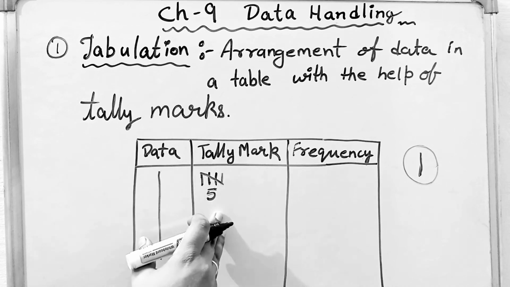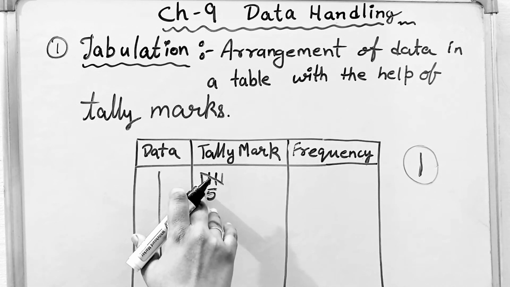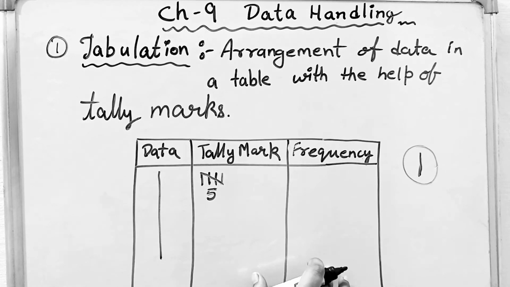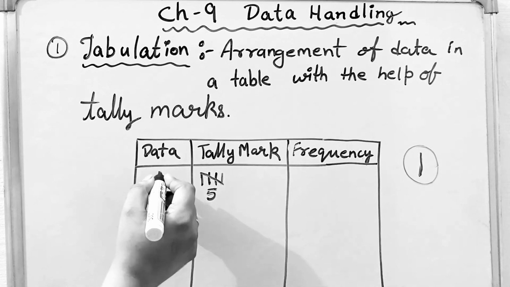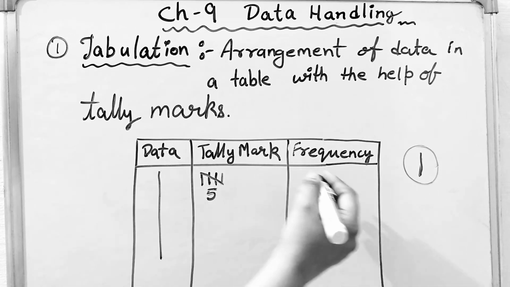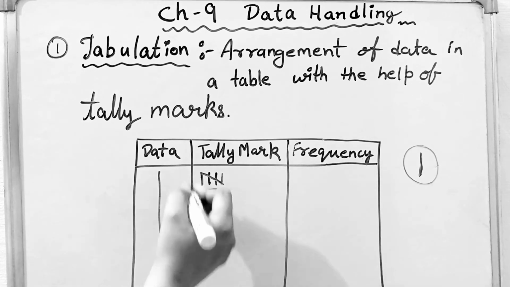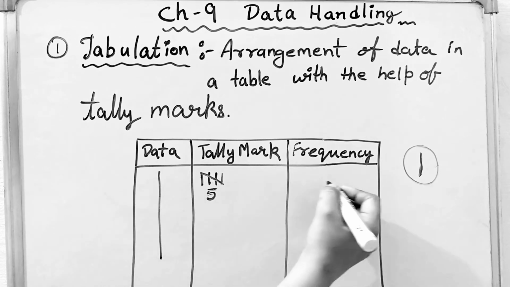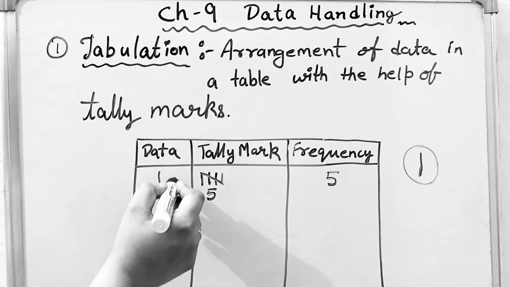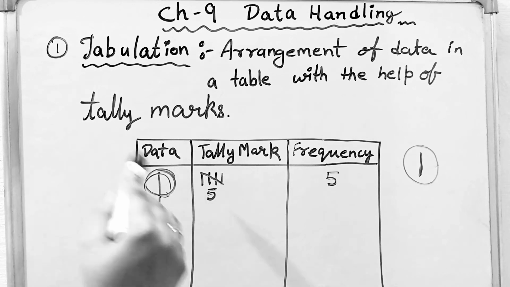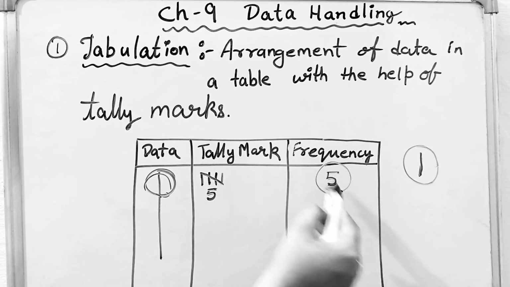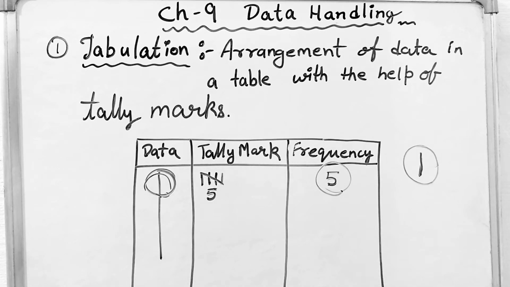Now after putting these tally marks, we will write in the column of frequency the total number of tally marks which will come for every data. As I have marked here only 5 tally marks, its frequency will be 5. So whatever data will be written here, that particular data will have the frequency of 5. So this is how we are going to arrange data in the form of a table.